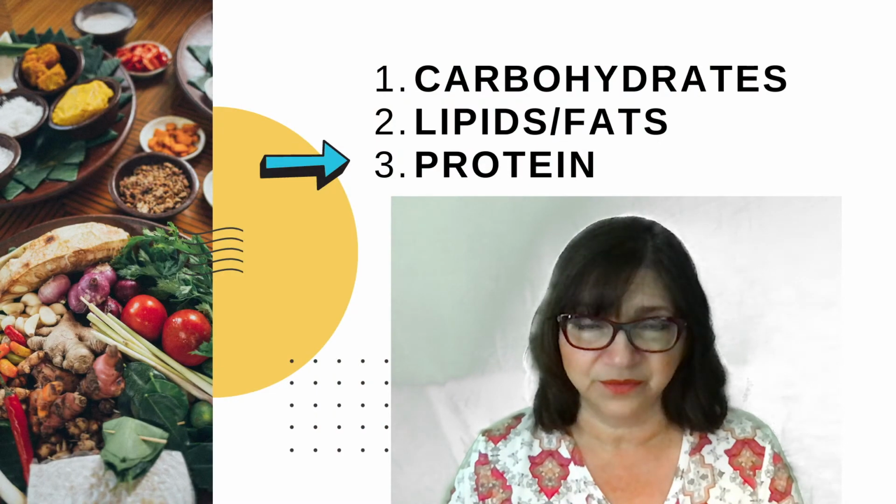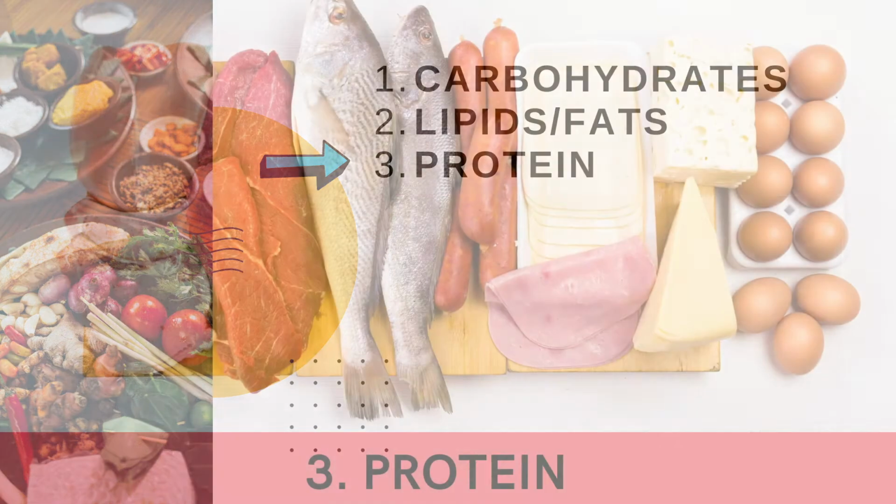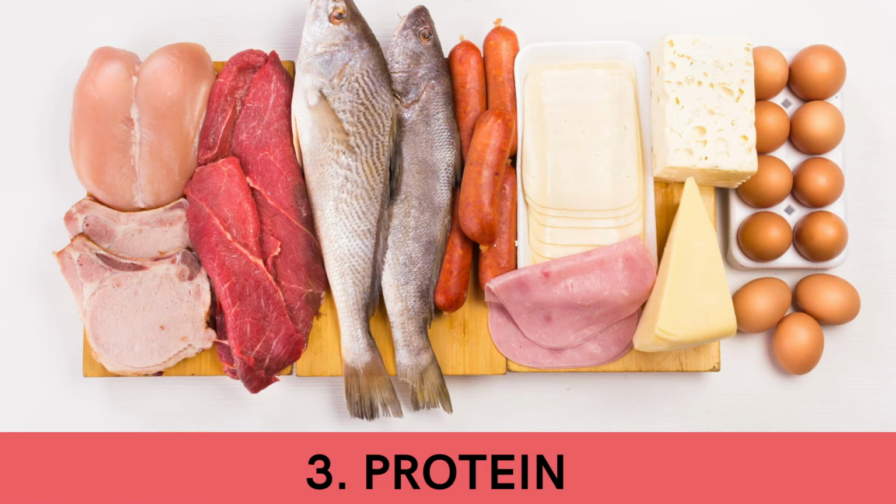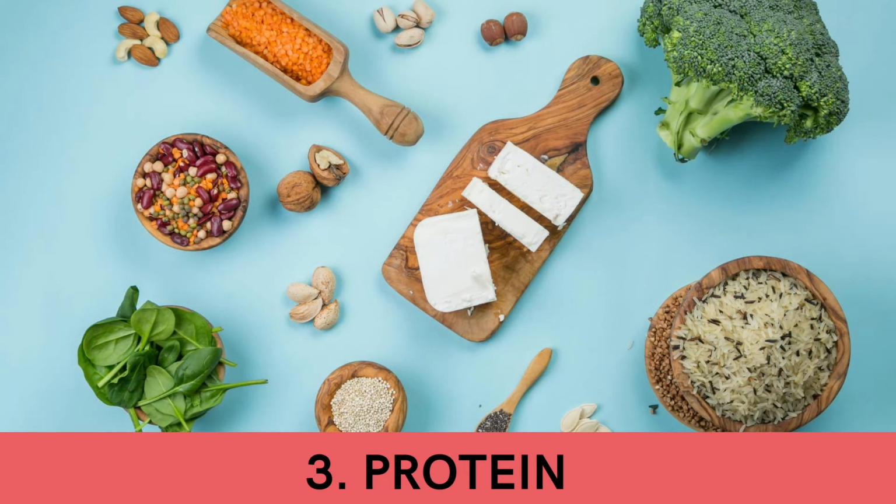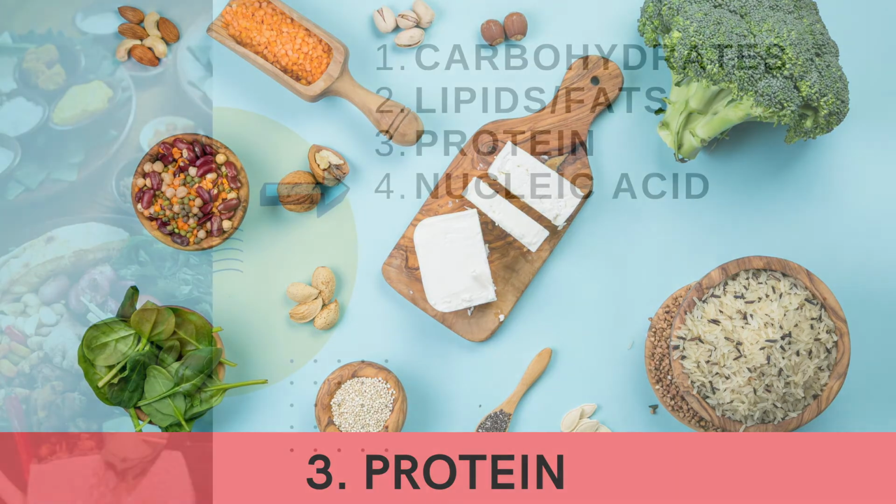Number 3, protein. In this picture, we see all kinds of protein from different animal sources such as fish and beef and chicken, but also from dairy products like cheeses and eggs. But protein doesn't just come from animals. It also can be found in legumes and nuts and dark leafy vegetables. And right there in the middle is tofu, which comes from beans.